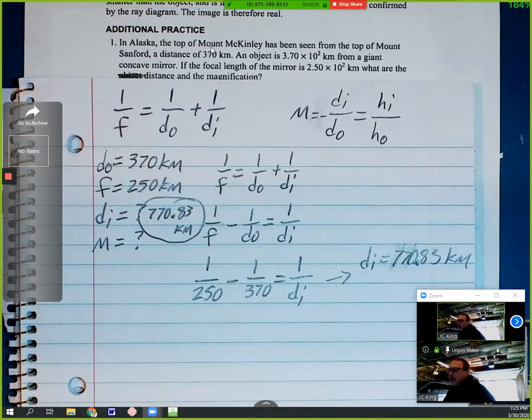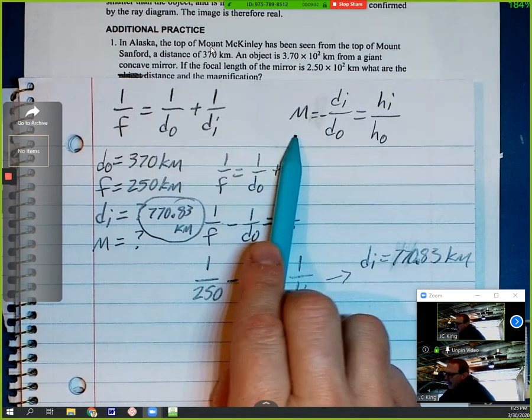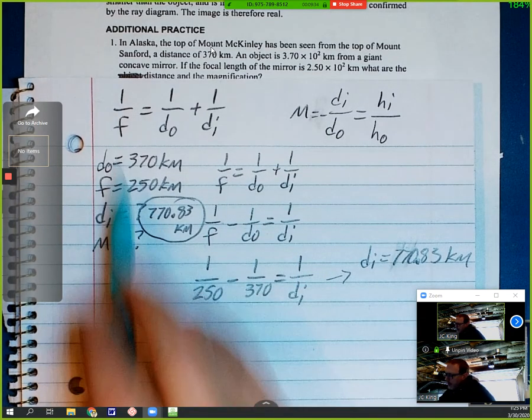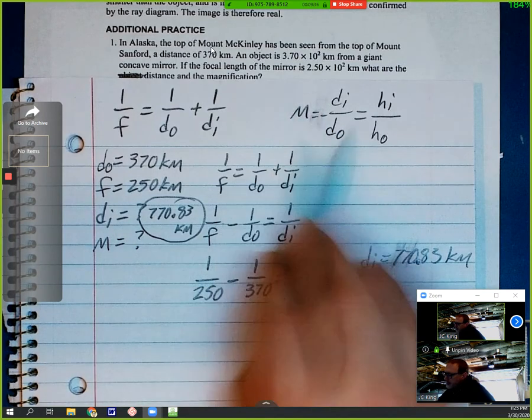Now to find our factor of magnification, since we already have our DO and our DI, I'm just going to use the first part of this equation right here.